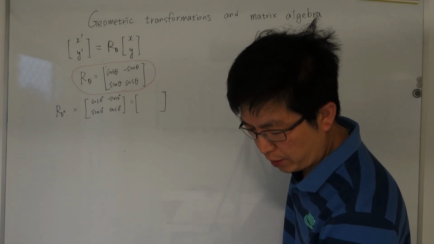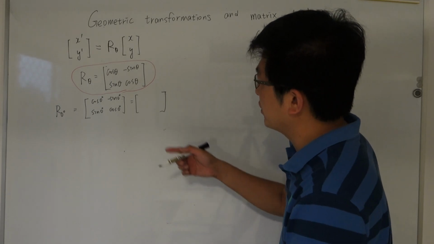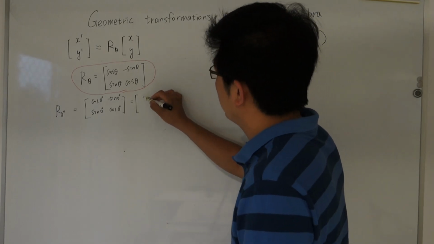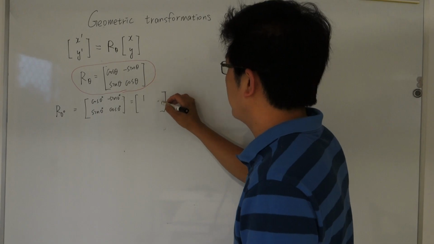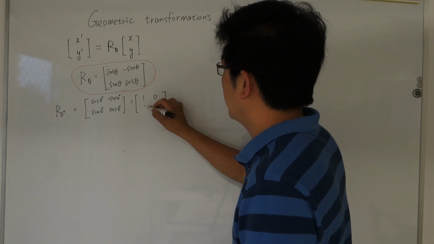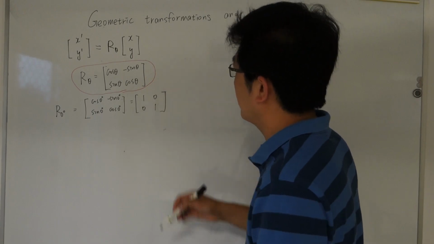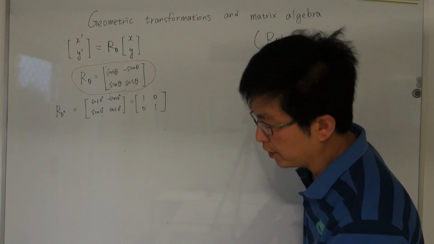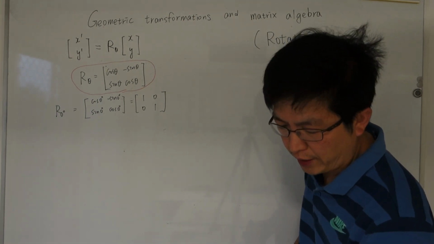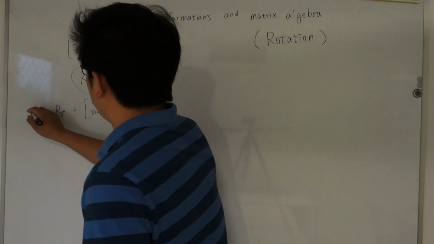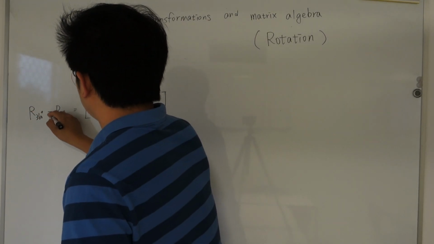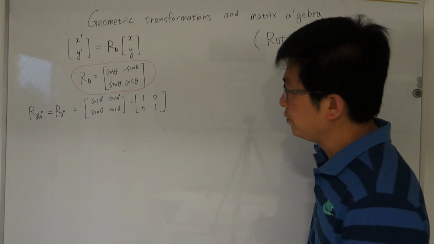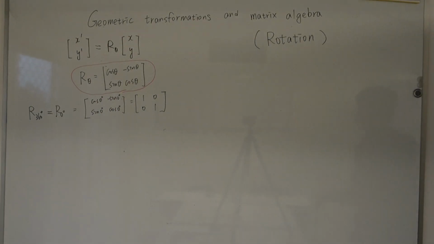Rotate 0 degree is what? Cosine 0 is 1. Sine 0, 0. Sine 0, 0. Cosine 0, 1. Okay, that's rotate 0 degree. And then rotate 0 degree equal to rotate 360 degree, right? They are the same thing. Okay? 0 degree and 360 degree should be the same, alright?